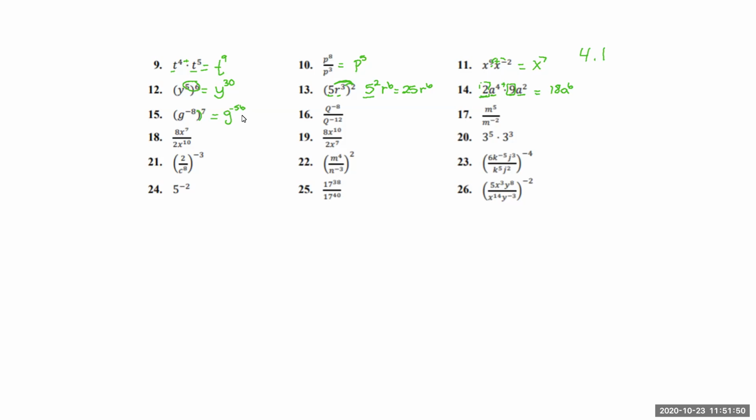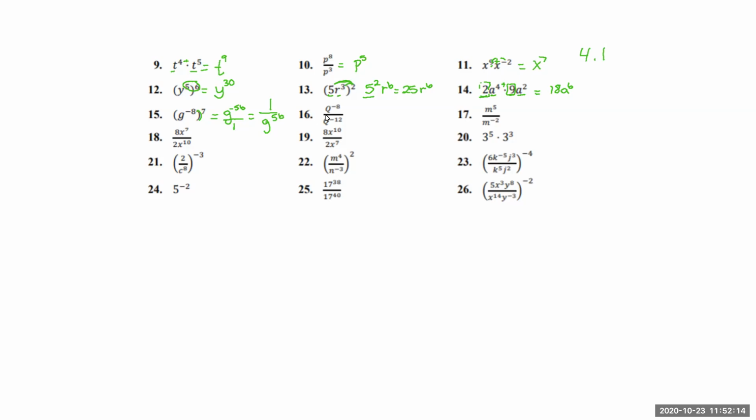Now, whenever we have a negative number as our exponent, what we need to do is make it positive. How we do that is we actually have to make it into a fraction. So technically, this is g to the -56 over 1. So to make it positive, all we have to do is flip this around, and it becomes 1 over g to the 56. Okay, and then that would be the simplified final answer.